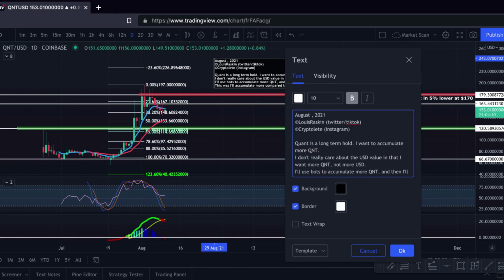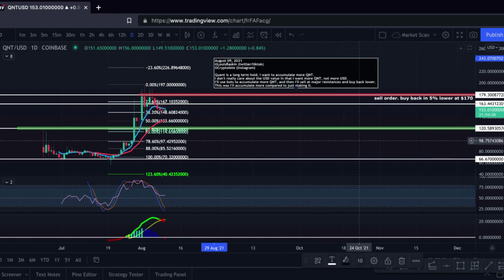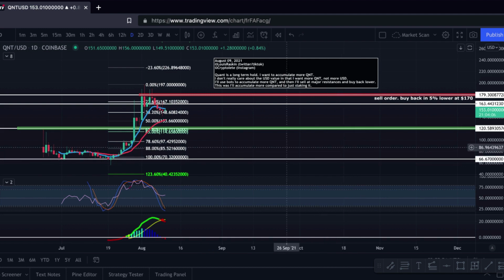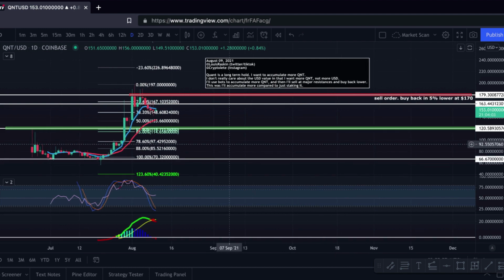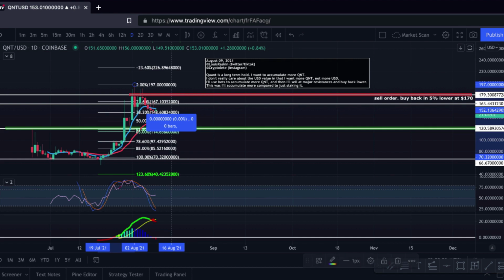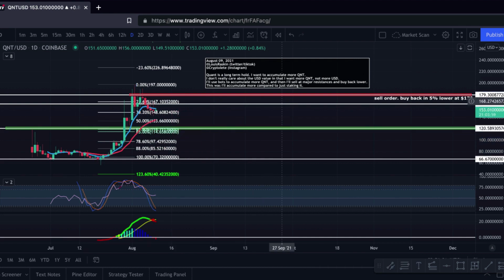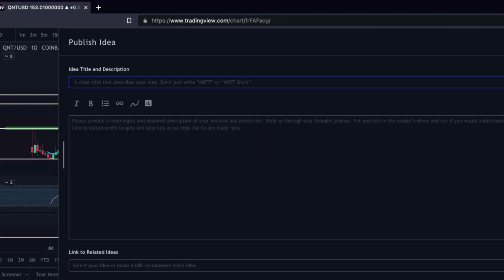Once again, I guess it's August 9th, 2021. So hopefully it'll come back up there and not just tank all the way back down to 120. If it comes to 120, then I'm going to buy it. So what I'm going to do is publish this idea, and I'll show you exactly how things work.